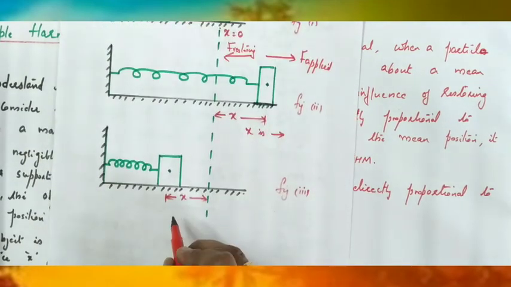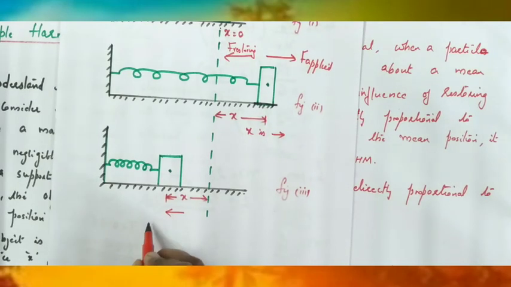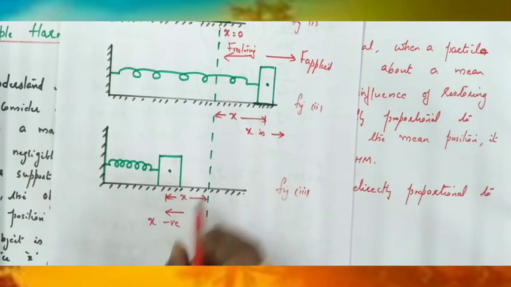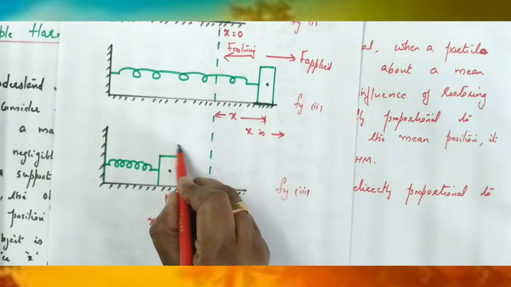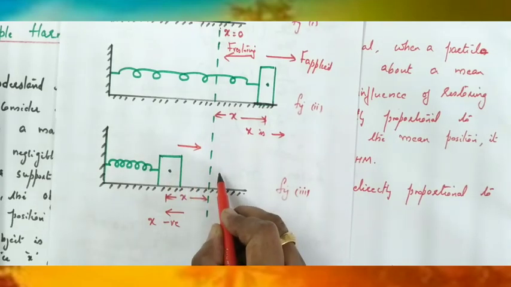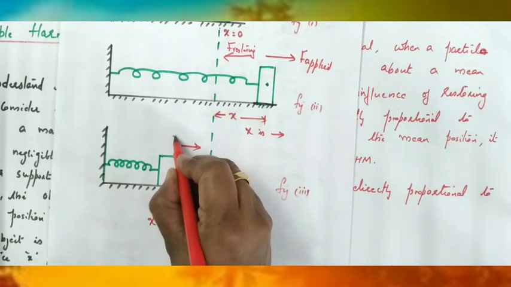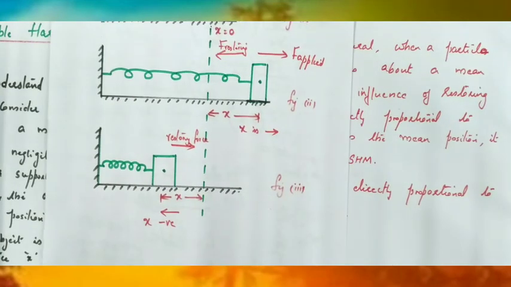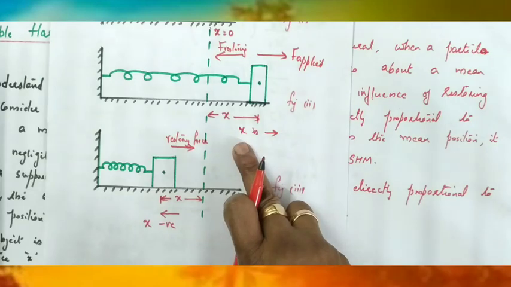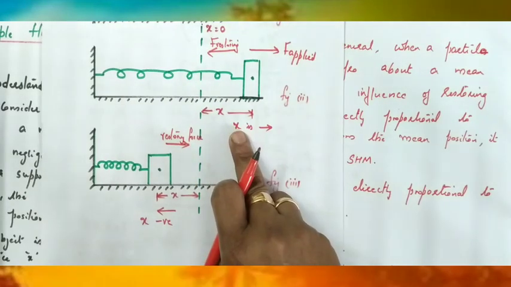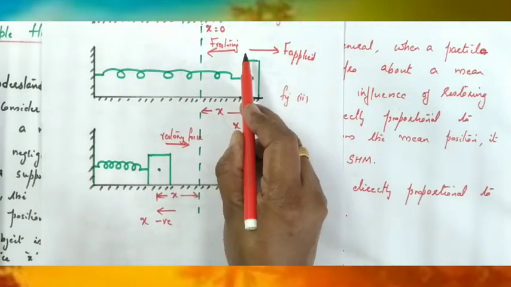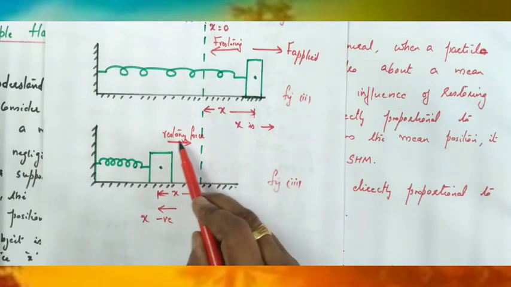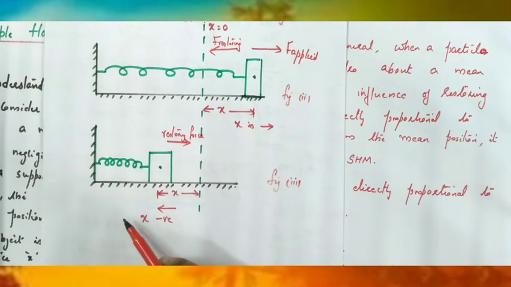Clear children? And here displacement is towards left. This is the direction of displacement, that is negative. And what is the tendency of the restoring force? To make it come back to the equilibrium position. So this is the direction of restoring force. So we can say restoring force and displacement are proportional, but in which direction? Opposite direction. Here restoring force is towards left and displacement is towards right. Here the restoring force is towards right and displacement is towards left.